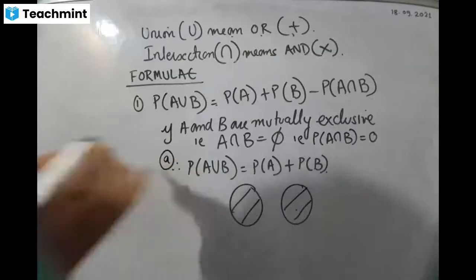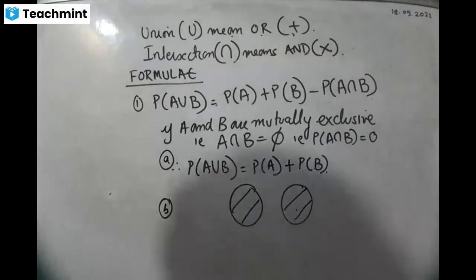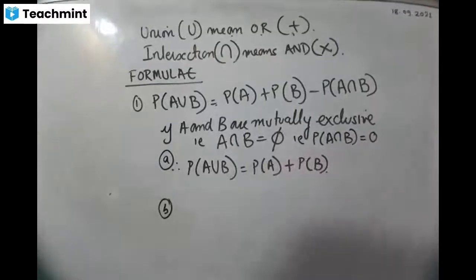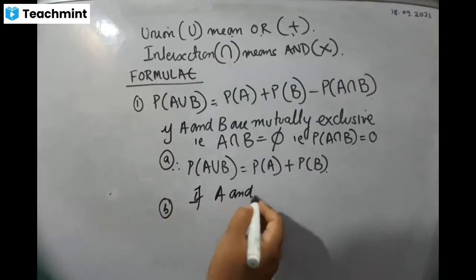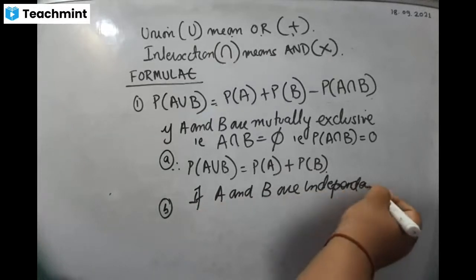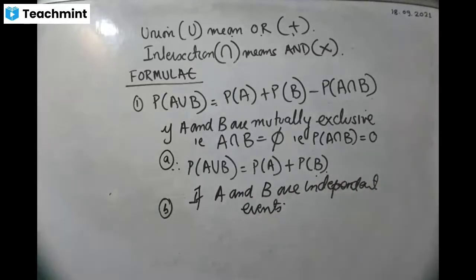So we can write this as A, and the second formula, that is B. If A and B are independent events. Look at the board, if A and B are independent events. So you are hearing two different words today. One is mutually exclusive and the other one is independent. Mutually exclusive means in A and B nothing is common. I can give an example.